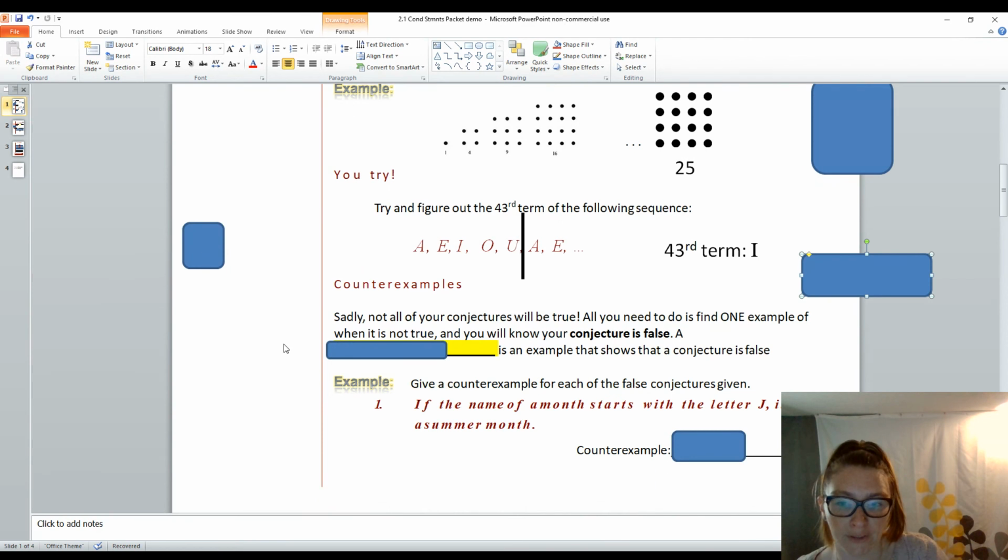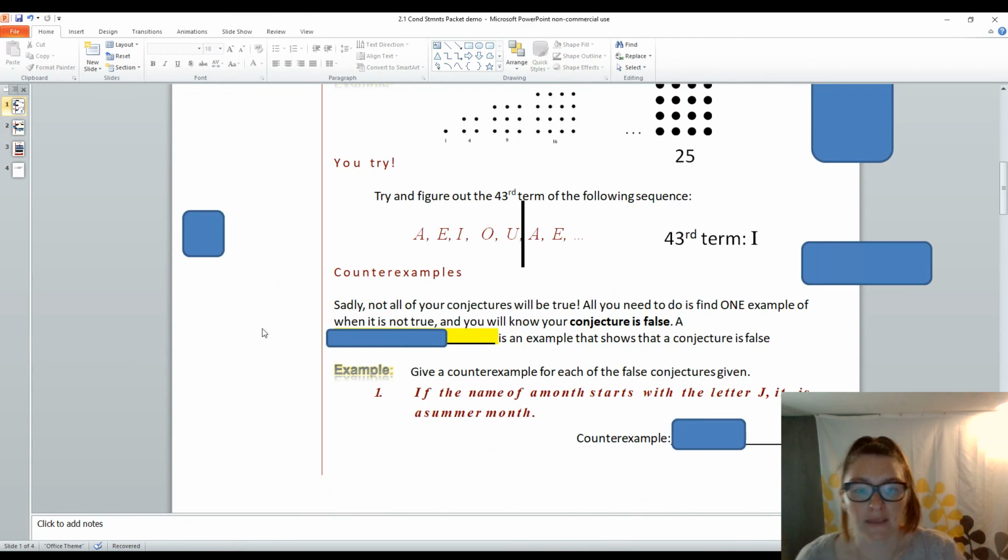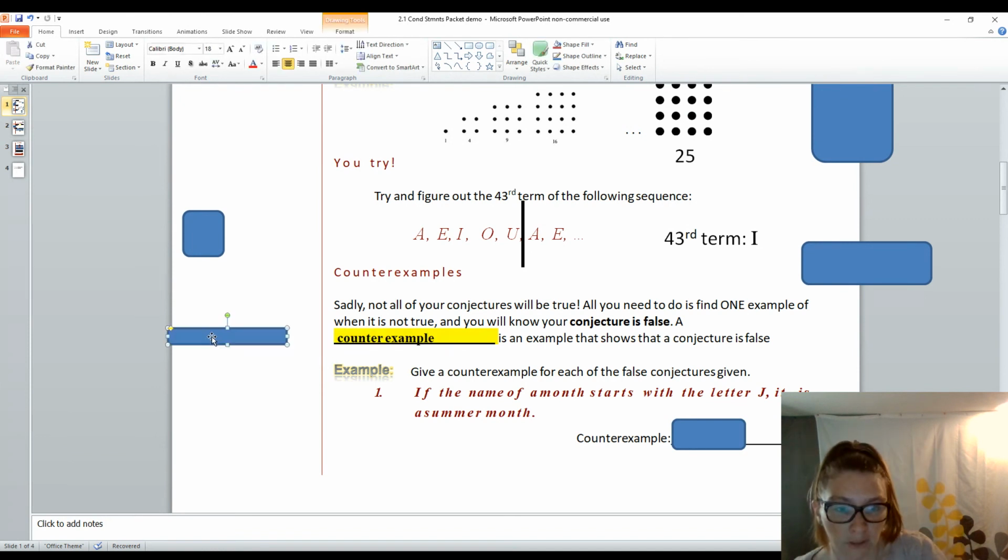All right, counterexamples. It says, sadly, not all conjectures are true. You'll need to find one example of when it's not true, and you'll know your conjecture is false. A counterexample is an example that shows a conjecture is false. So give a counterexample for each of the false conjectures.